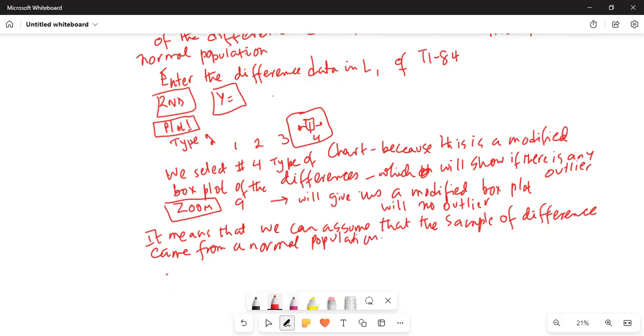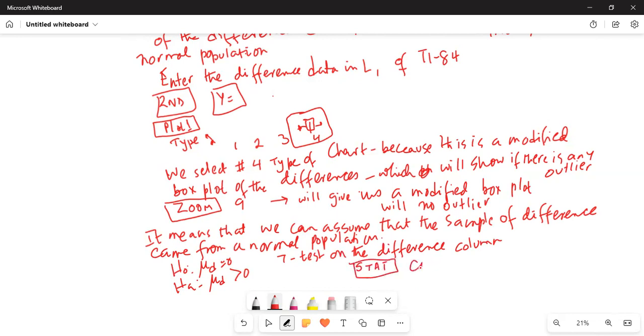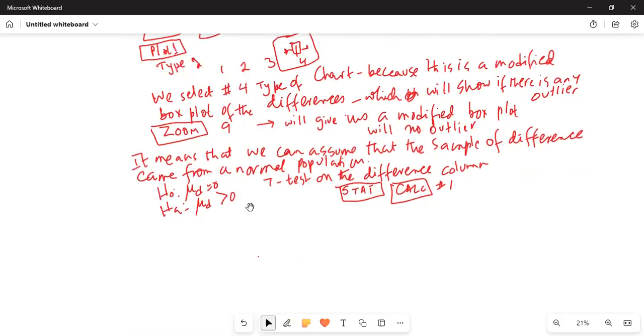Okay. So again, just to recapitulate, our null hypothesis is mu d equal to 0. Alternate is mu d greater than 0. And we are doing a t-test on the difference column. So we have already entered the data in L1, and then we can do stat, calc, and then we can select number 1, which is one variable stats.